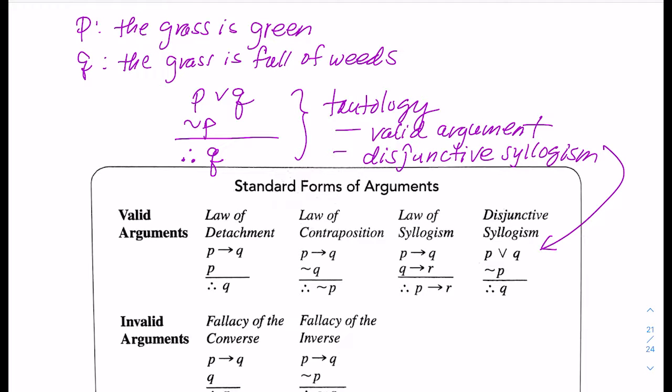So now remember, since this is an or statement, P or Q, only one of them has to be true for it to be true. So if I say if P or Q, then not P, therefore Q, Q is true. So therefore it's a valid argument.